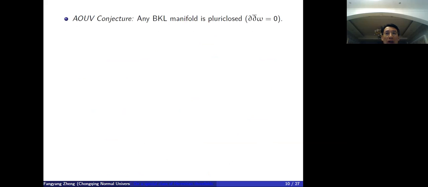So there was this conjecture proposed by Angella and his collaborators, four people. They basically conjectured that any compact BKL manifold must be pluriclosed. Pluriclosed is also called SKT, I noticed, especially in the physics literature.